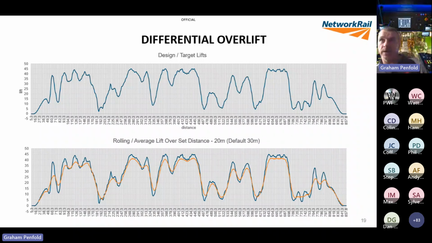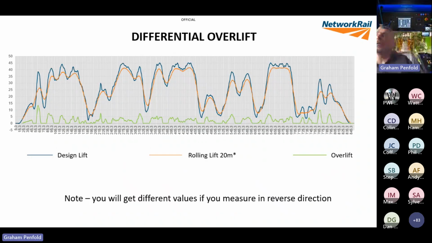So you've got applied lift and you've got the rolling average underneath. Now it shows you all three lifts in one go. Again, you've got your design lifts in blue. You've got the rolling average at 20 meters, like I've explained. And as you can see, the green line at the bottom is actually overlift applied. That's at 100%. The overlift applied essentially is the difference between the design and the rolling lift, where the design lift is higher. It's 100% of the difference, so the difference between those two lifts is what is applied as overlift.